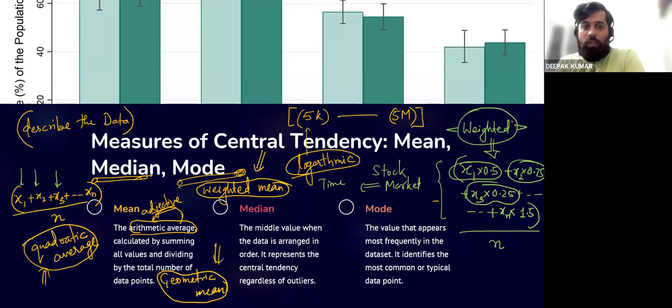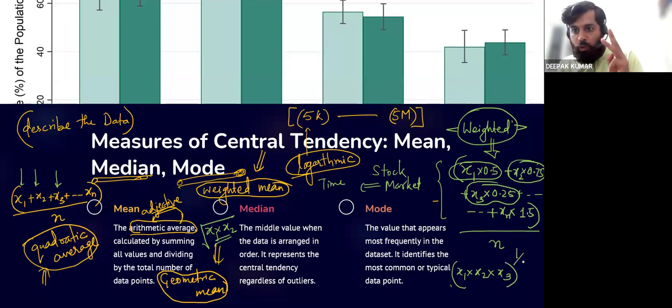Similarly, you will use the geometric mean whenever you have one quantity multiplied by another quantity, and you take the square root. Say you have two quantities, multiply them and take the square root. But what if you have three quantities? Then what shall you do? You will take x1, multiply with x2, multiply with x3, because you had three quantities. You cannot take a square root because there are three quantities. Now you will take a cube root, so you will raise to the power 1 by 3.